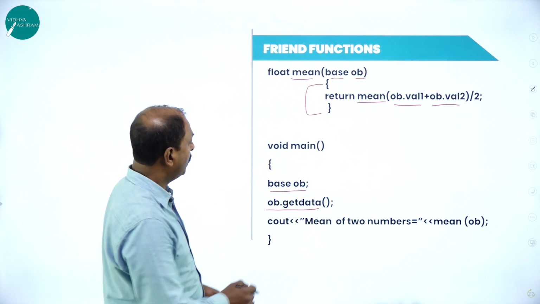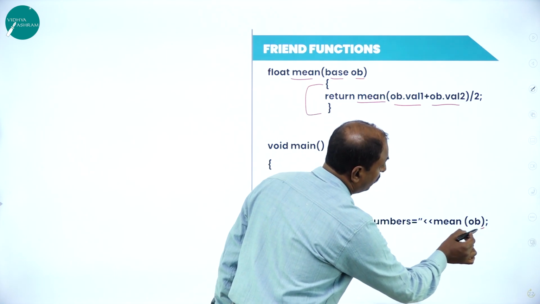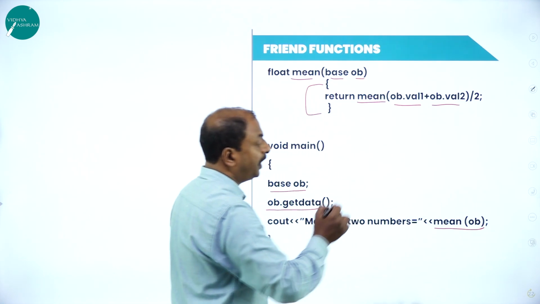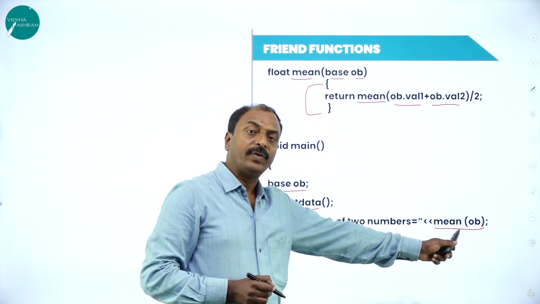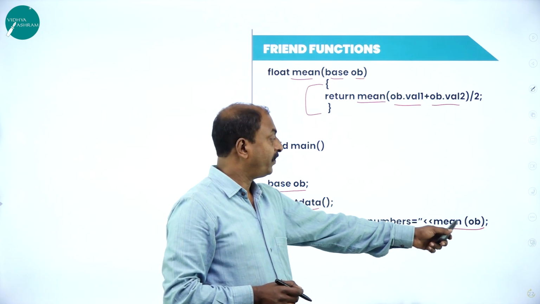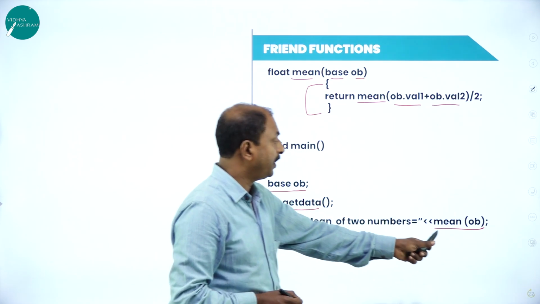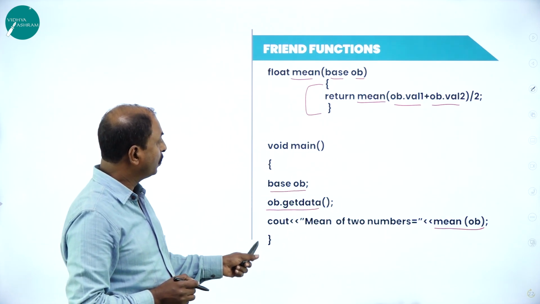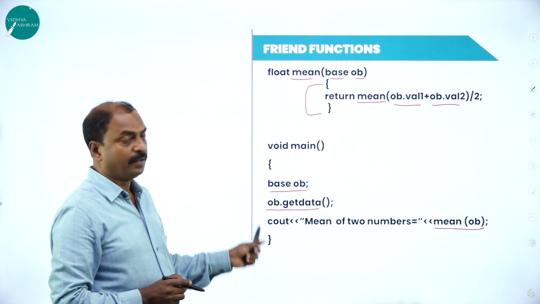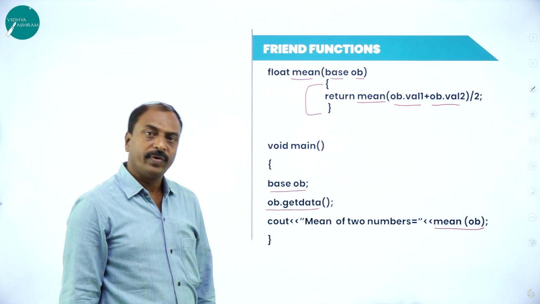But now the next statement is cout, mean of two numbers is mean ob. Here mean is the name of the function. Here we are invoking, or calling, the friend function with the same function name, mean with ob. Ob is an object of a class, and closing this main function, void main. So this is a simple example to work with friend function.